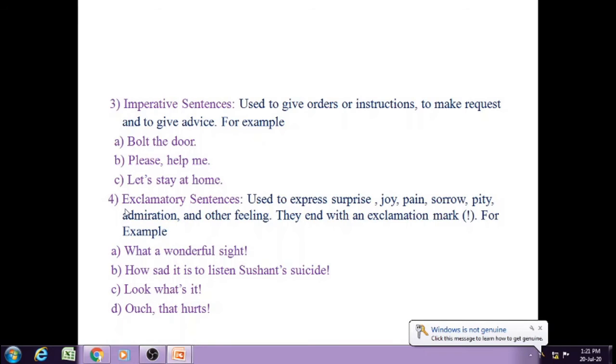Let us see the third example. Look, what's it! The statement begins with the verb look and ends with an exclamation mark. It shows surprise. The function of this exclamatory sentence, look, what's it, is again to express surprise. Ouch, that hurts! This example, ouch, that hurts. Ouch is definitely an utterance.